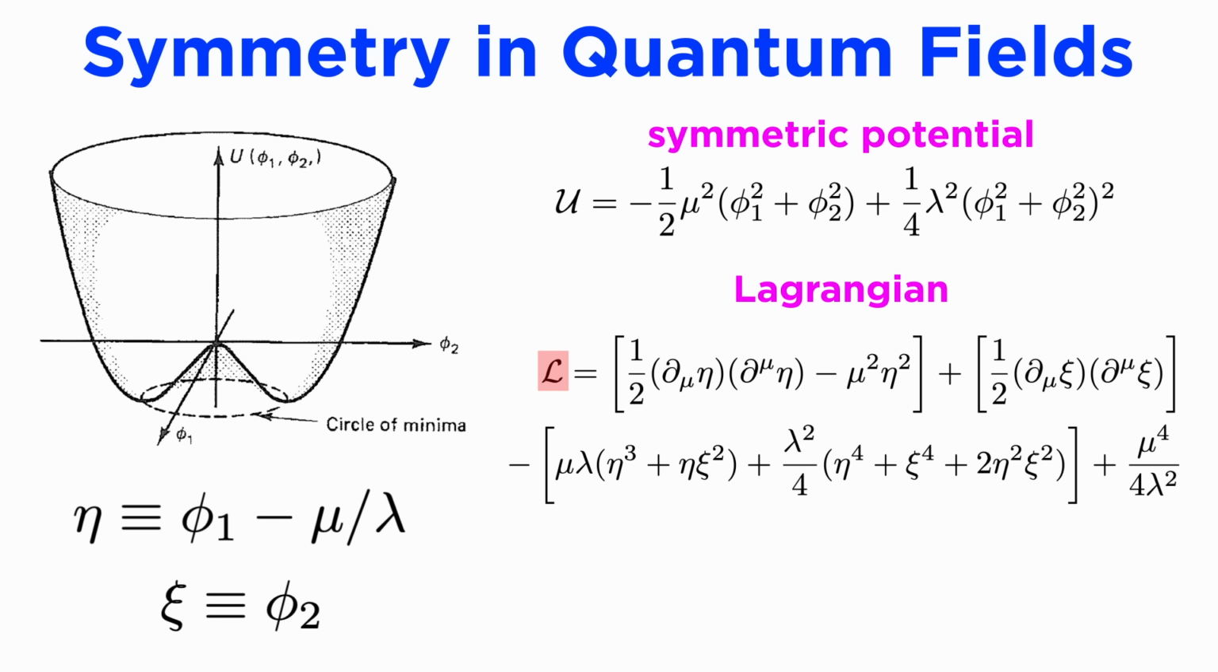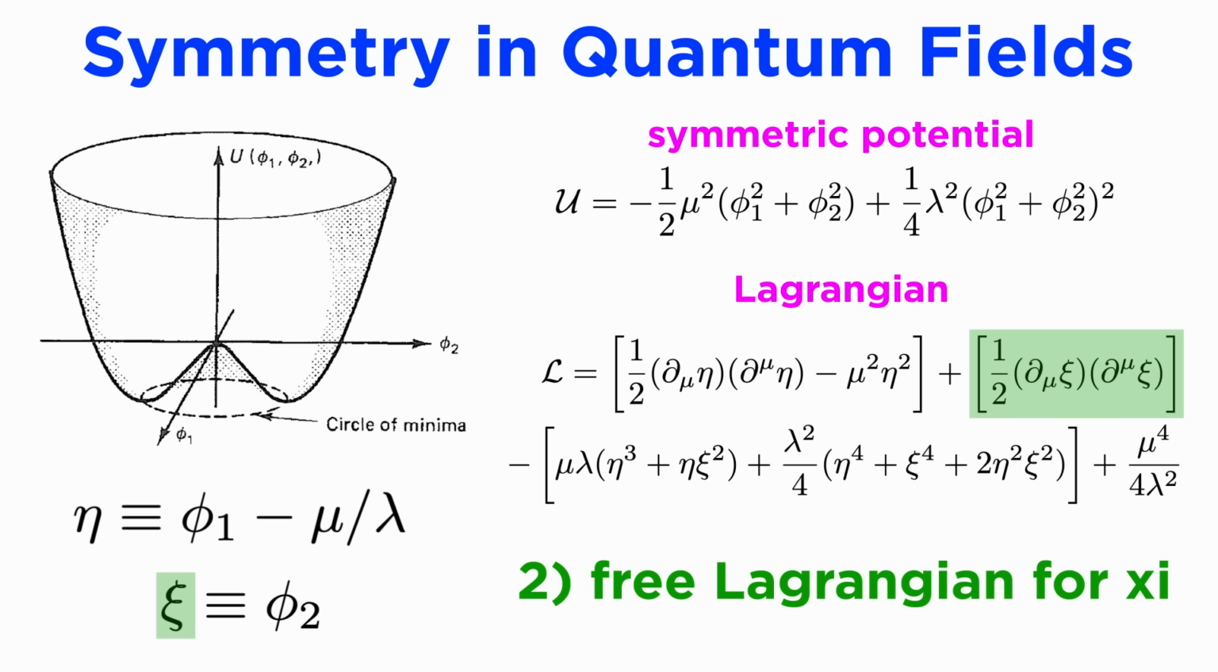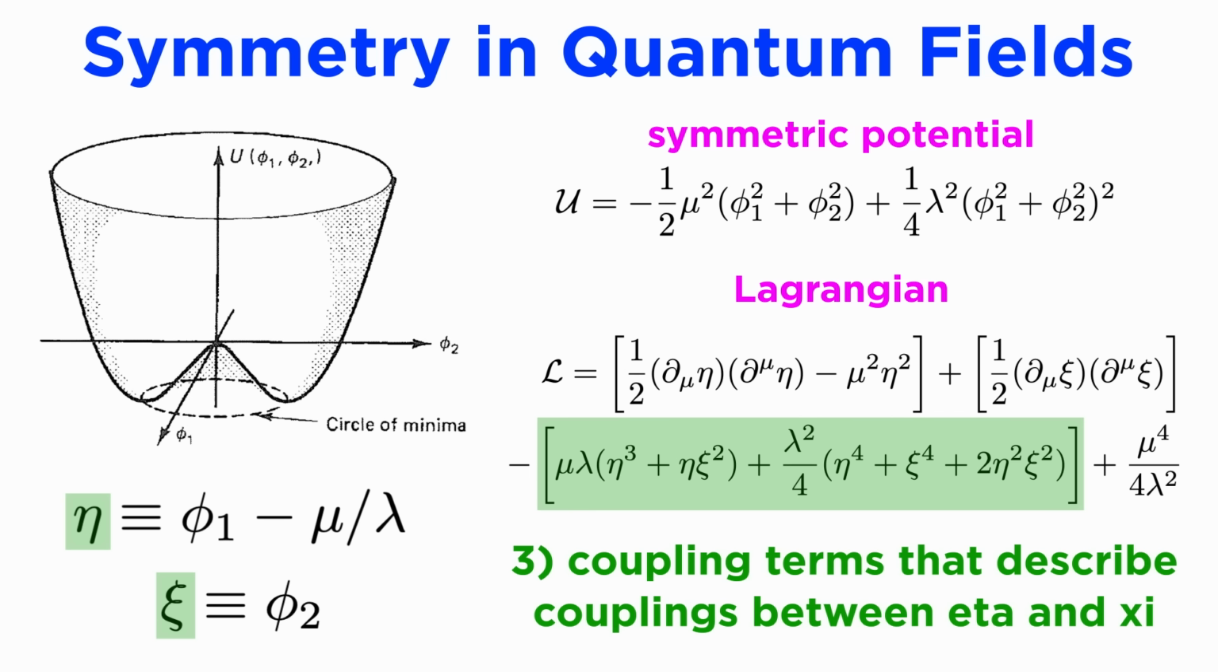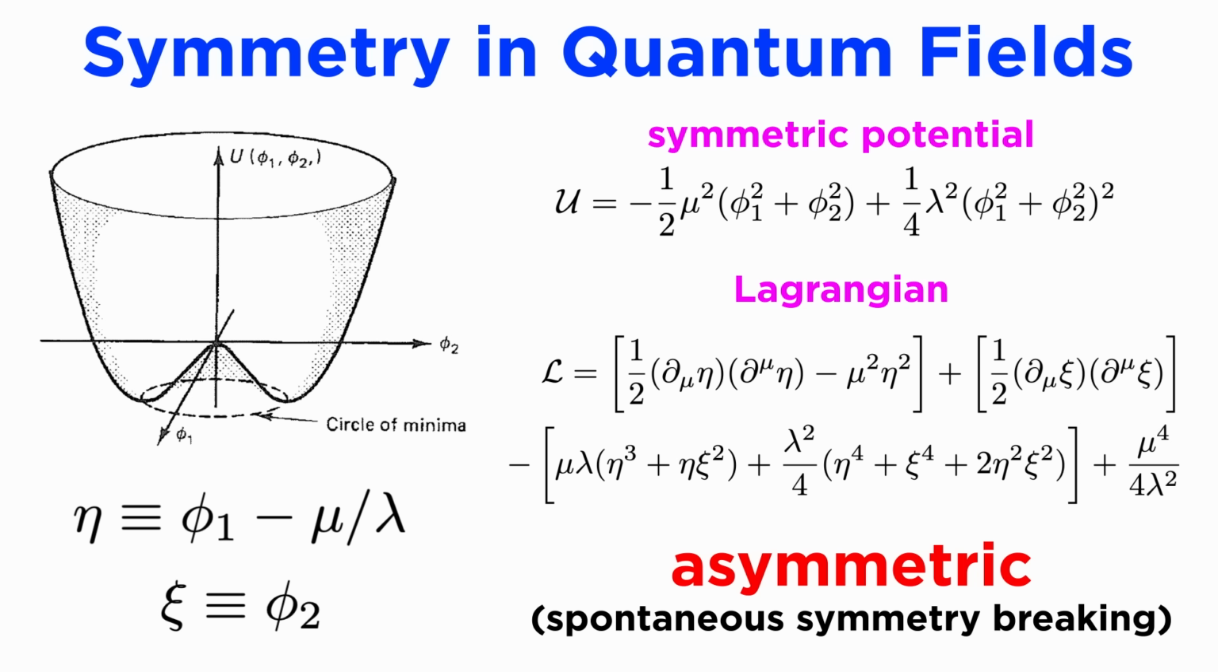If we write a Lagrangian and plug in the newly defined fields, we see the following. 1. A Klein-Gordon Lagrangian for the field eta, which corresponds to a massive field, with a mass dependent on the parameter mu. 2. A free Lagrangian for the field xi. 3. Coupling terms that describe couplings between the fields eta and xi. 4. A constant offset. This Lagrangian is clearly asymmetric, so we have successfully mathematically produced the spontaneous symmetry breaking.